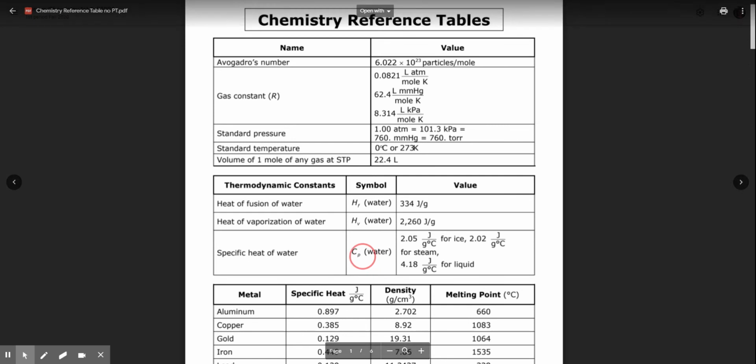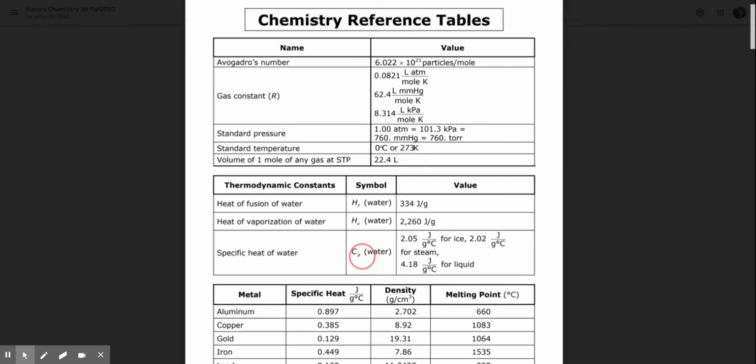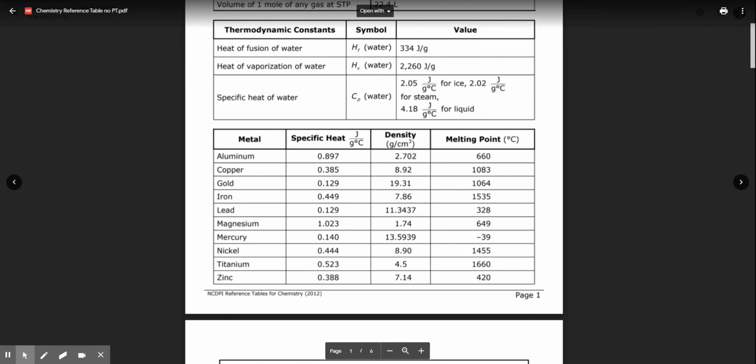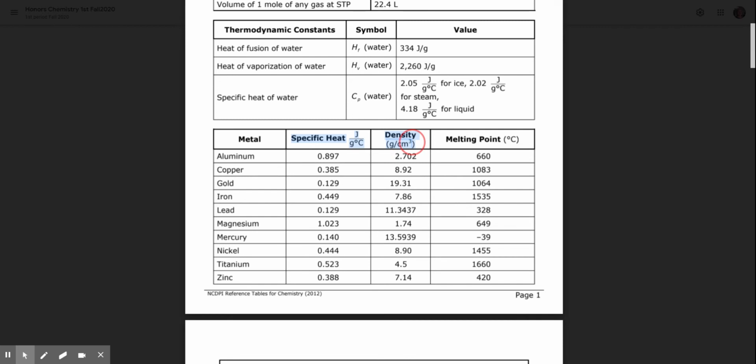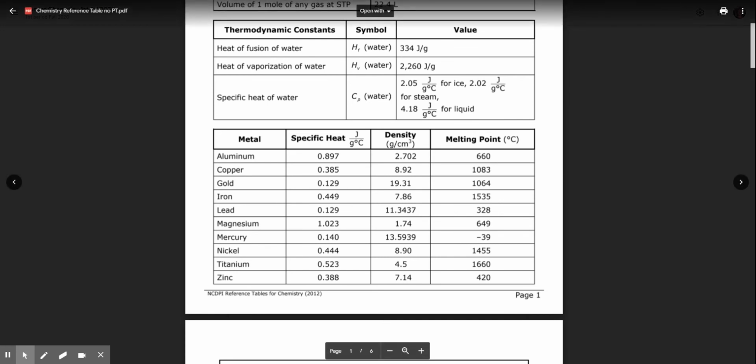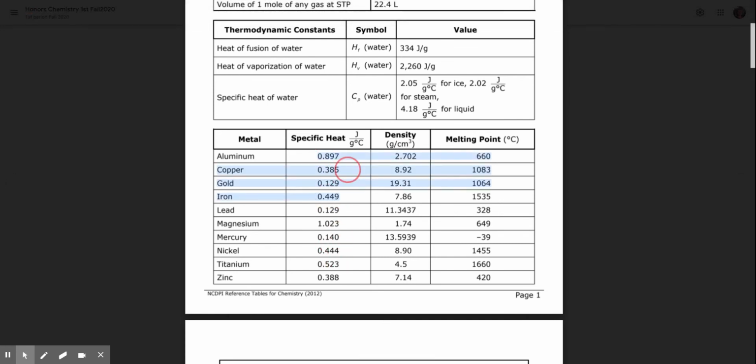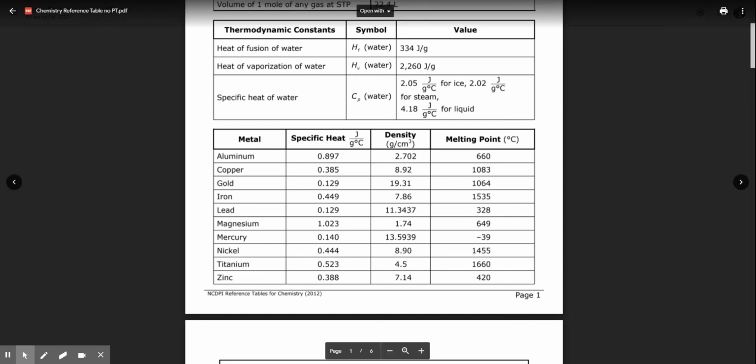Specific heat of water is located here in all its various forms. Most of the time we used it as just liquid water. For our metals, important things that we have are specific heat and the density of a lot of different metals. So if you need the specific heat of any of these metals, you can find it here. If you have a problem and can solve for specific heat, because you're given all the other information, then you can use it for identification purposes.